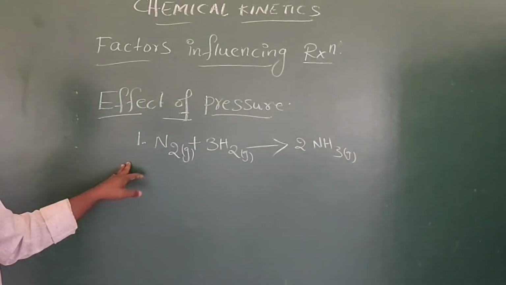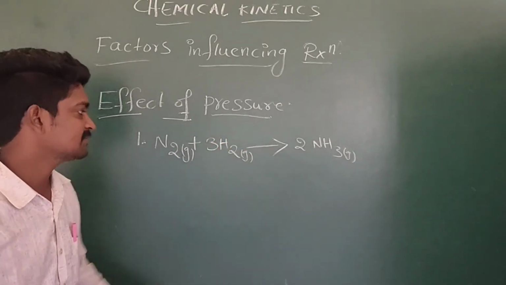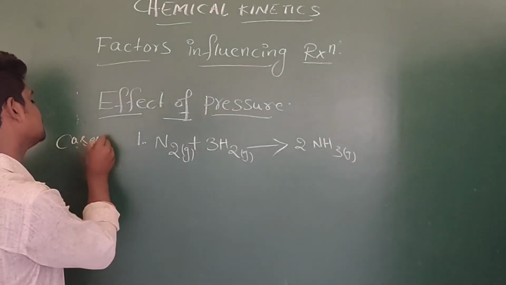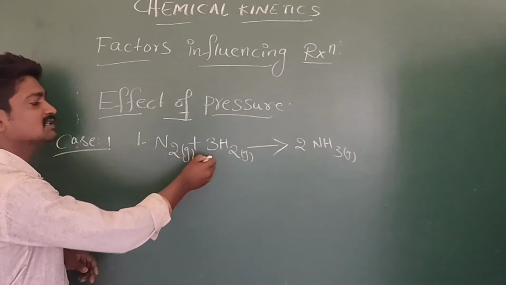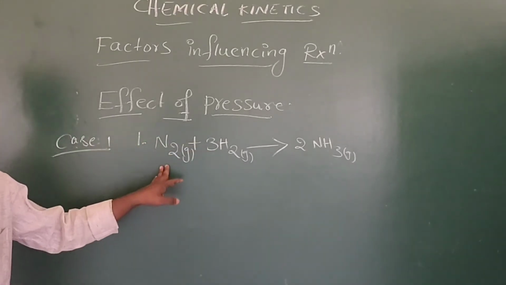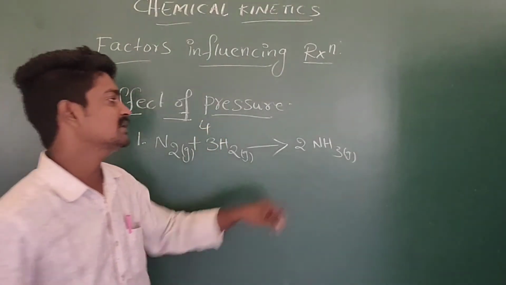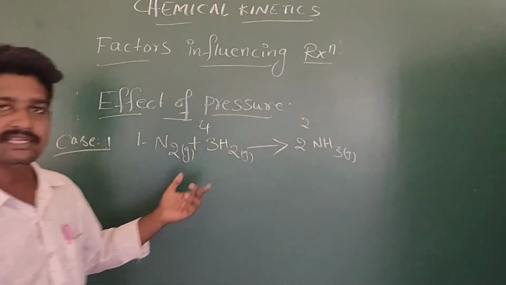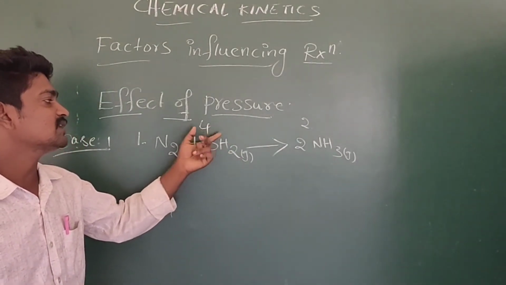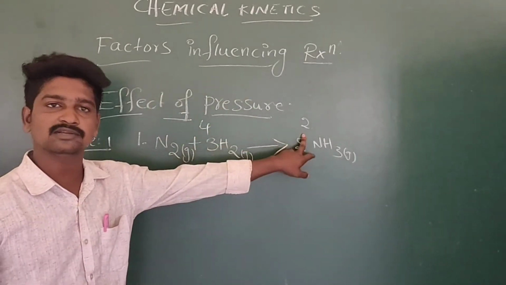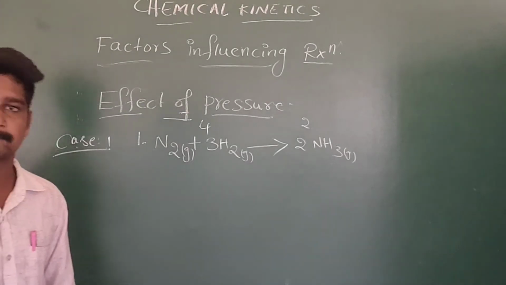See here, when we apply pressure or increase the pressure, here in case 1, how many molecules are there? 3 plus 1, 4 molecules are there. There is a decrease in molecules. Here 4 molecules, here only 2 molecules. In case 1, when the pressure is applied, 4 molecules convert into 2 molecules. So there is a decrease in number of molecules with increase in pressure.